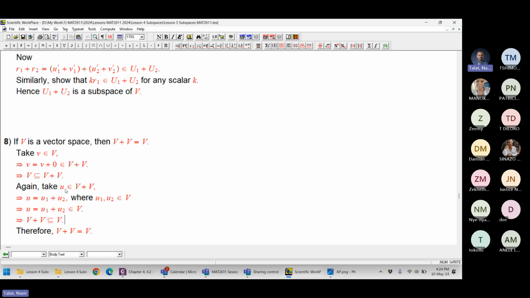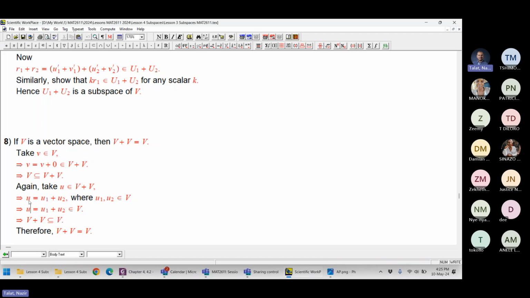Now, secondly, again, let us take an element u belonging to V plus V. Then it means u will be of the form u1 plus u2, where u1 and u2 are coming from the set V. Now we can write u is equal to u1 plus u2. Remember that the sum of two elements of a vector space also belongs to the vector space. So such an element u belongs to V.